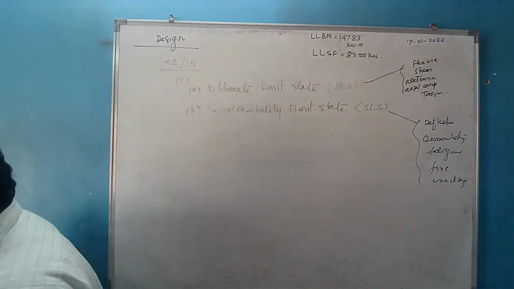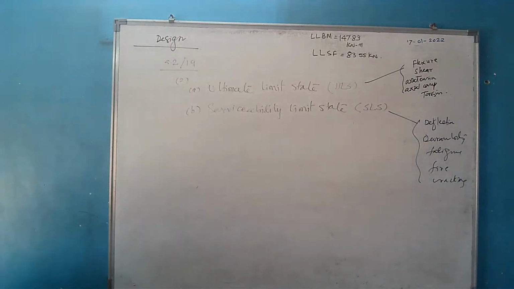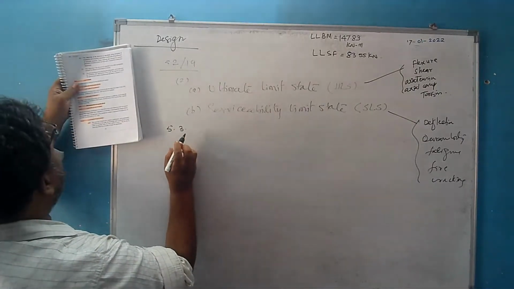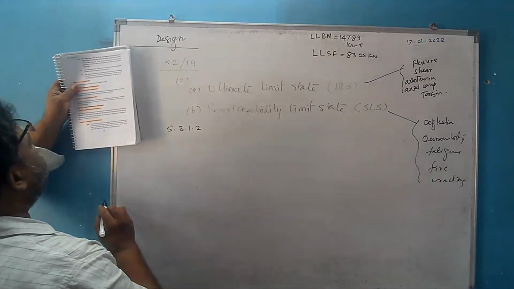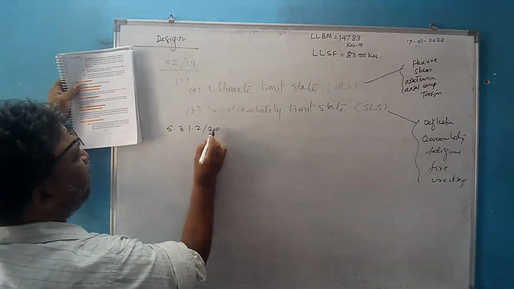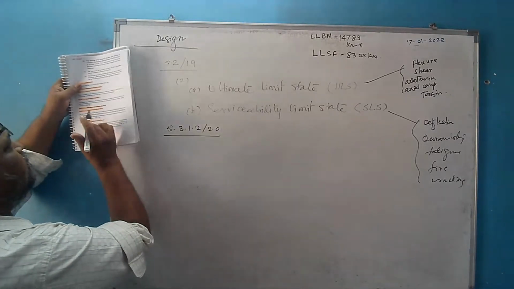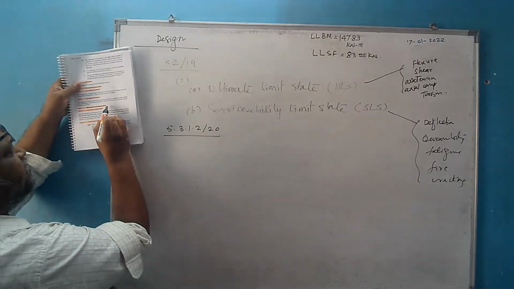The structure must be safe in all. So there are two types of limit states which we have to consider here. The things are elaborately explained in clause 5.3 on page number 20: limit states, ultimate limit state, limit state of strength. In limit state of serviceability, it is clause 5.3.1.2, on page number 20. This deals with the limit state of internal stresses. It comes under the serviceability limit state, SLS.